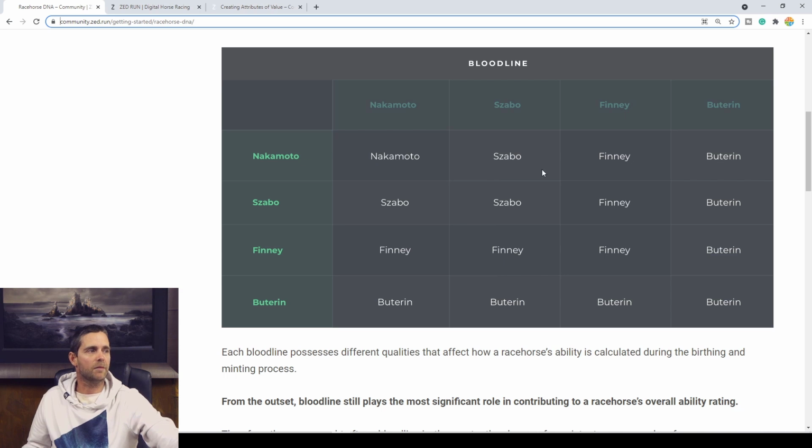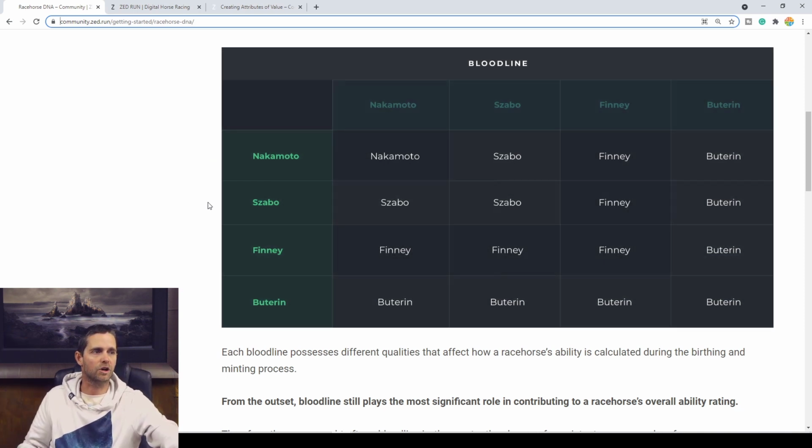I would suggest it probably is on some level. But when we breed a Nakamoto with a Zabo, we get the lesser bloodline as the offspring. So if we breed a Nakamoto with a lower level bloodline, going by this hierarchy, Nakamoto on top, then Zabo, then Fini, then Buterin: if we breed a Nakamoto with a Zabo, the offspring will be a Zabo. With a Fini, the offspring will be a Fini. With a Buterin, the offspring will be a Buterin. Is that important? I think it probably is, but I don't know why just yet.